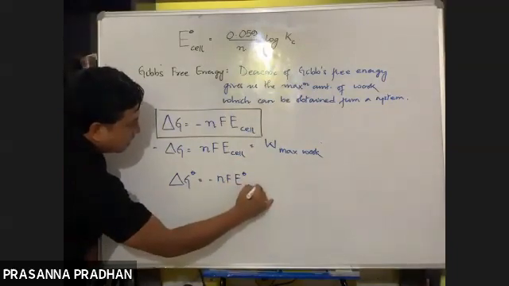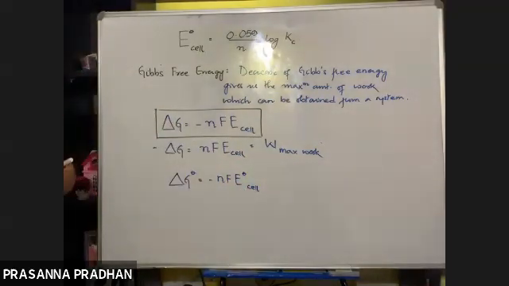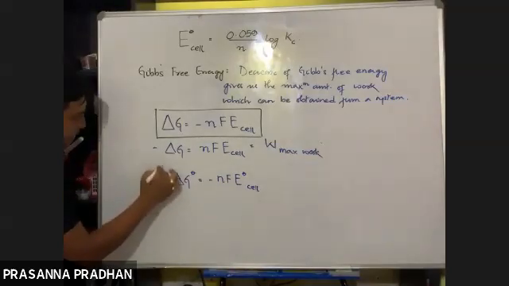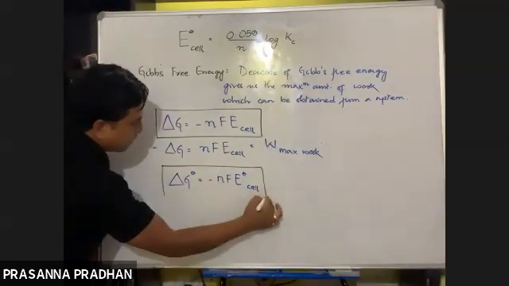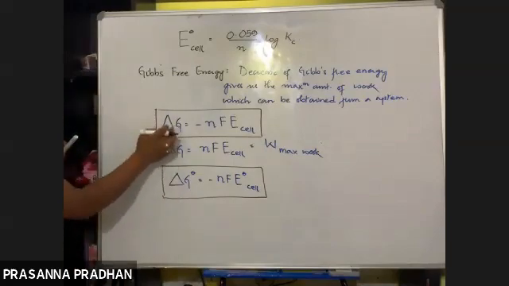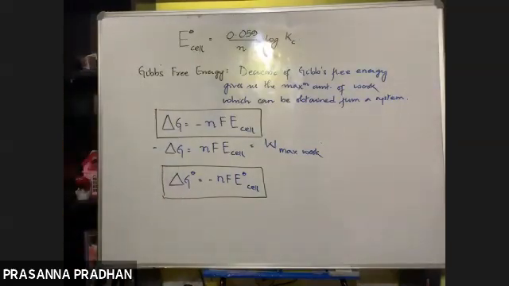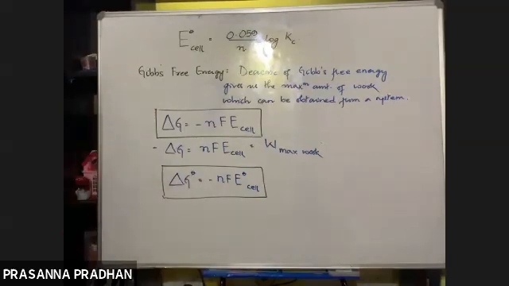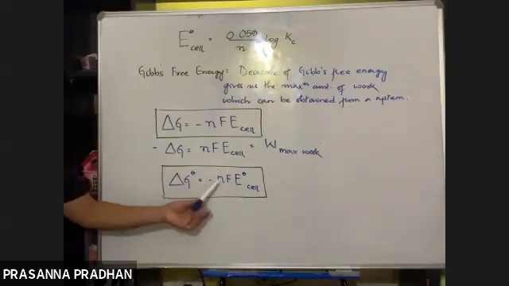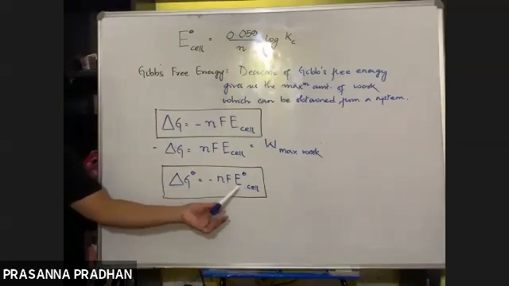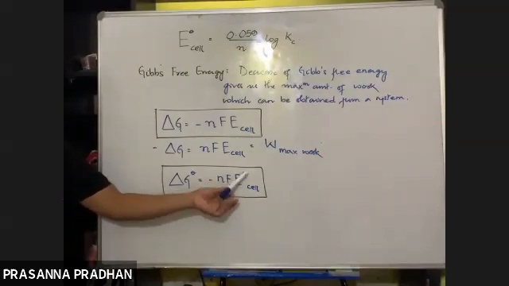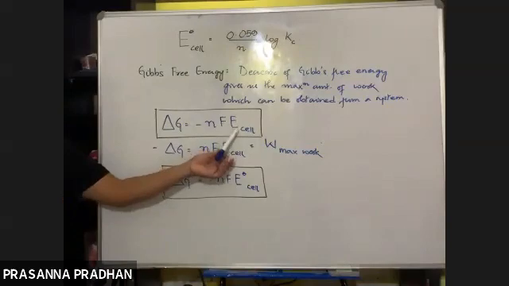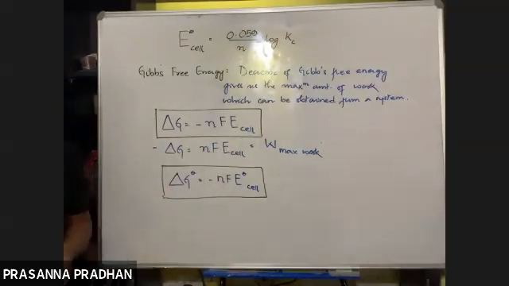naught cell. So don't get confused here. If you are asked to calculate Gibbs free energy change, then you are supposed to calculate delta G. If you are asked to calculate delta G naught, then you are talking about standard Gibbs free energy change. This is equal to minus nF E naught cell. How will you calculate E naught cell again? E naught cathode minus E naught anode. E cell, how will you calculate? Nernst equation.